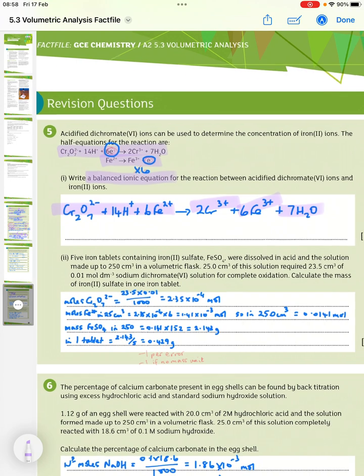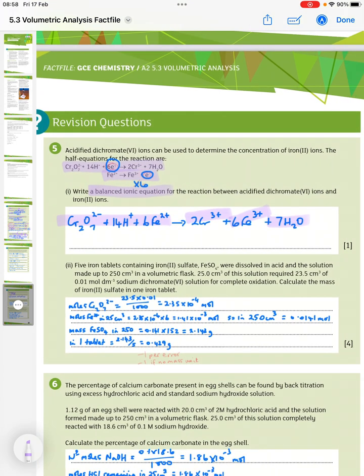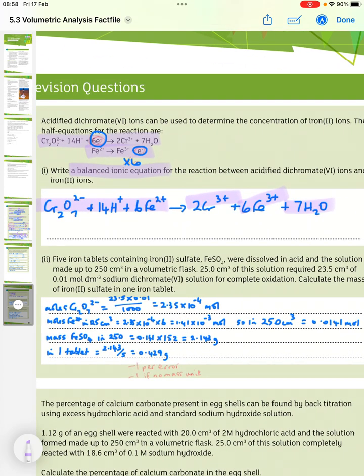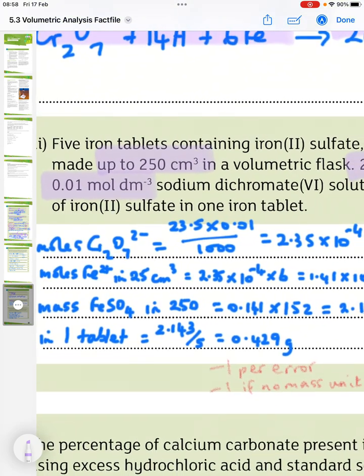I've got a nice wee back titration about iron tablets. So 5 iron tablets containing iron 2 sulfate were dissolved in acid and the solution made up to 250 in a volumetric flask. Then 25 of this solution required 23.5 cubic centimetres of 0.01 molar sodium dichromate for complete oxidation. Calculate the mass of iron 2 sulfate in 1 iron tablet.